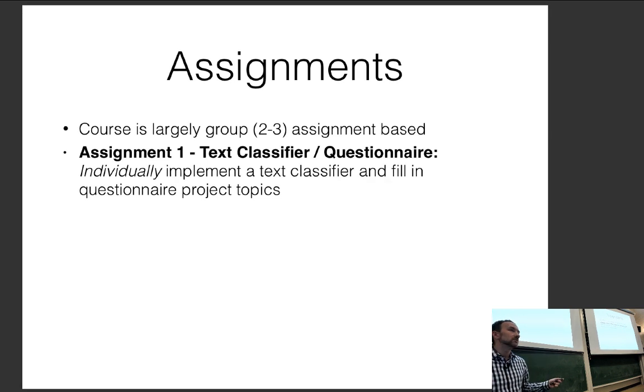If you don't know anybody in the class, don't worry, we will have a matching process. You can pick your own groups, but we'll also match people who haven't found a group yet. So assignment 1 is a text classifier. We need to implement something that does text classification. This will be done individually, and we'll also ask people to fill in a questionnaire about the project topics they're interested in. And this is for matching if you haven't found a group by then.